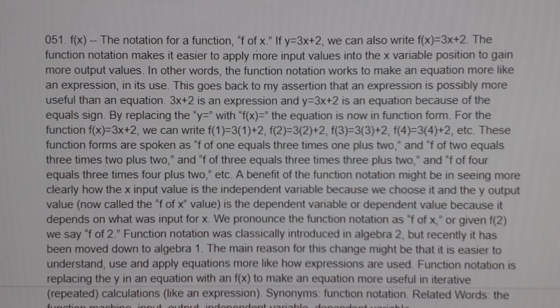Synonyms, function notation, related words: the function machine, input, output, independent variable, dependent variable.